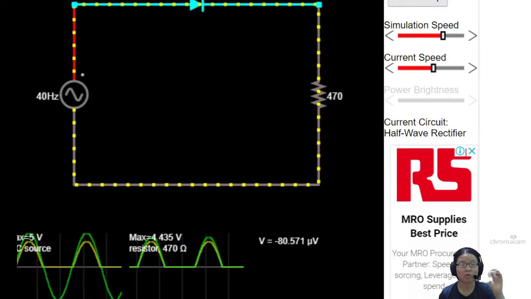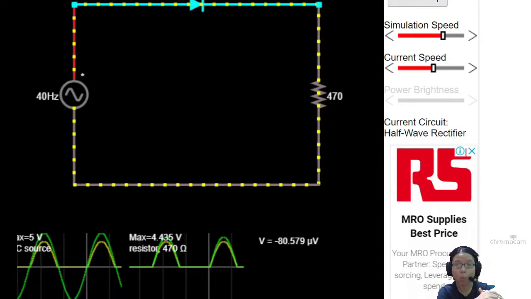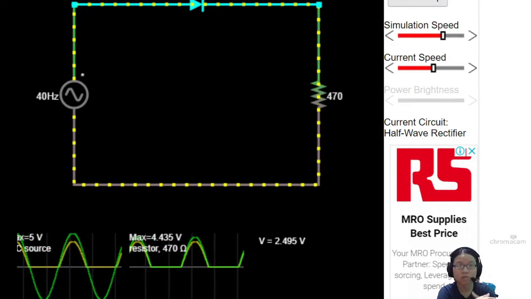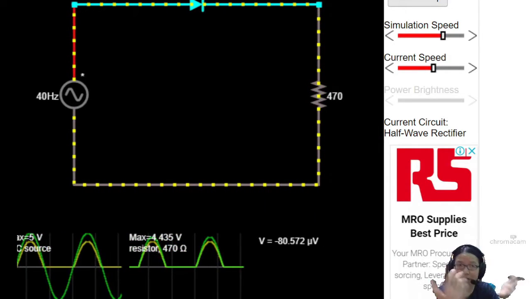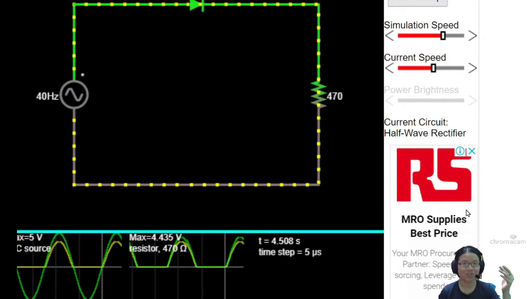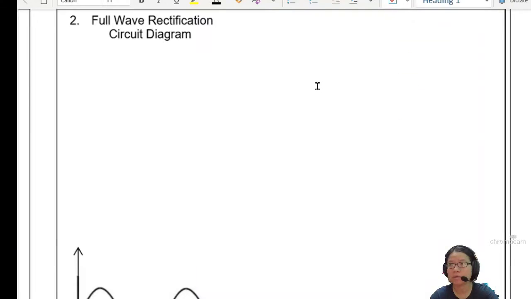So that would be what this video is about. What is full wave rectification? How to connect a circuit that creates full wave rectification, where to put the capacitor, and how to draw this output graph. If you're ready, let's go. Okay, here we are back in our notes.